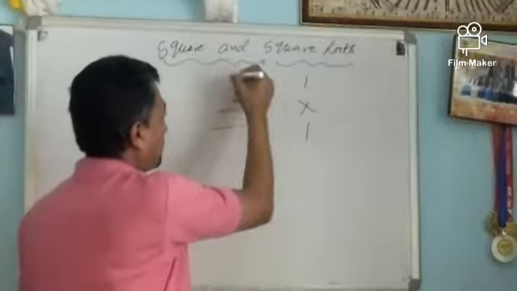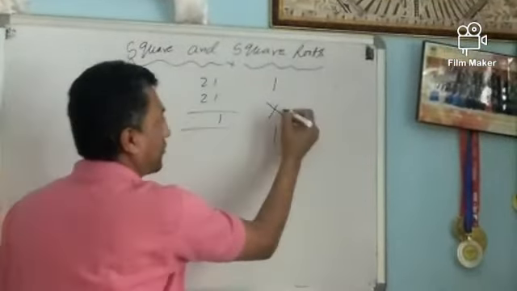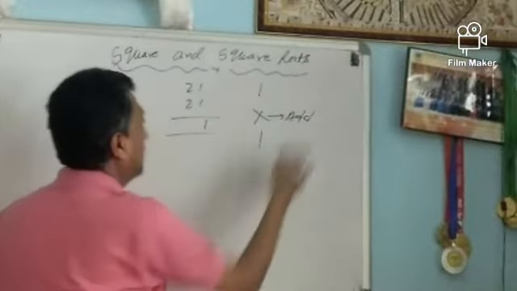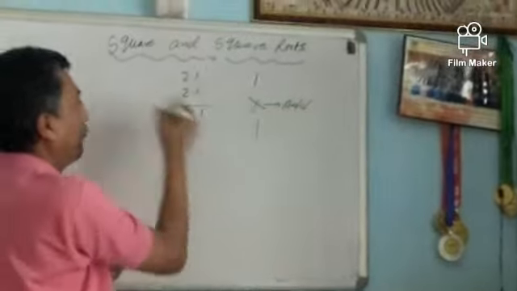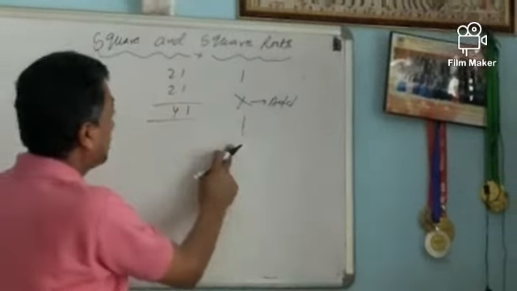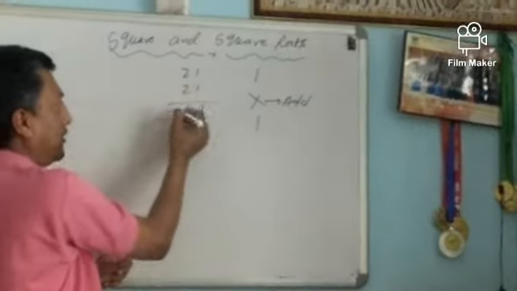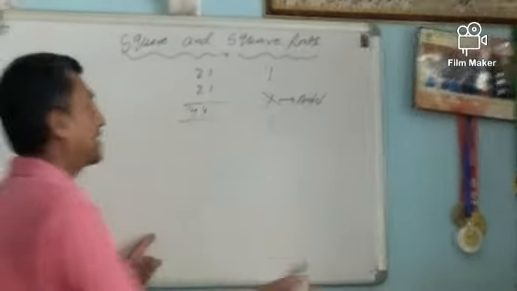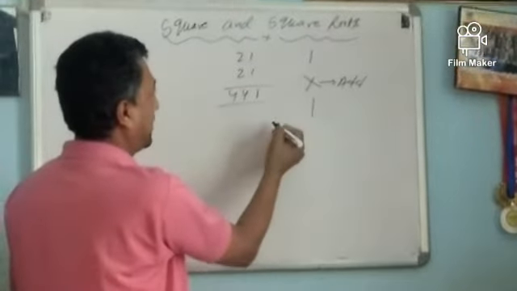Cross means we have to cross in such a way: 2 ones are 2, 2 ones are 2. And after the cross, what do we do? We have to add. So 2 and 2, what is it? 4. And the last one is single, the last digit single. So 2 2s are 4.